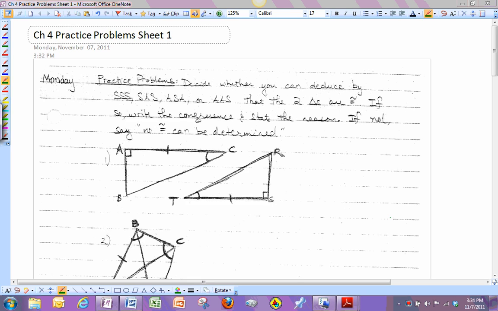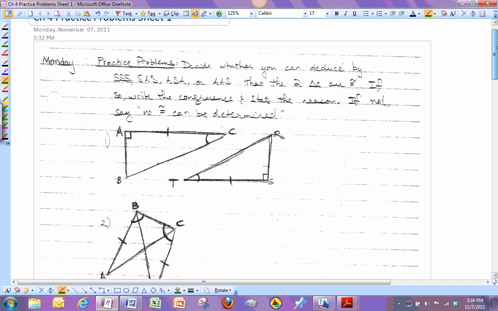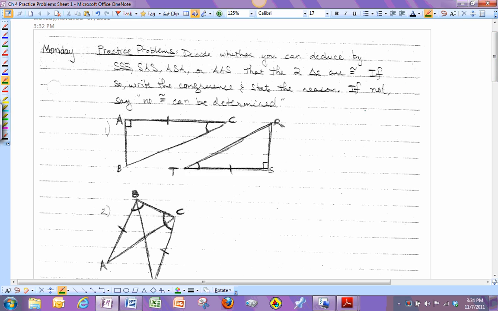Okay, so in this one we're going to look at the Chapter 4 practice problem sheet that I handed out on Monday. And this will be the front side of the page, so just the front side. If you want to watch the videos for the back side, you've got to find page 2's videos somewhere else. Okay, so in this one, we're trying to figure out, by using the 4 reasons that we have here, if our 2 triangles in each part are congruent or not.